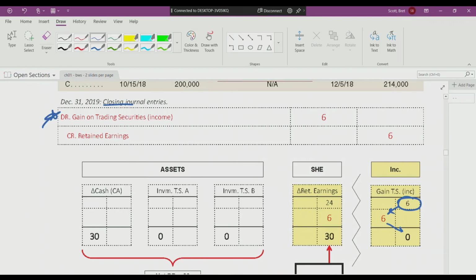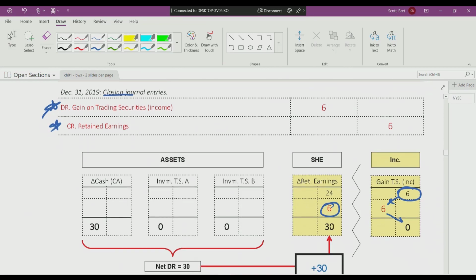Every debit needs a credit, or so we're told. So where does the credit go? It must go to retained earnings. That's where all of these income statement accounts end up, in retained earnings. So there's the credit down below there. There's my credit journal entry there.